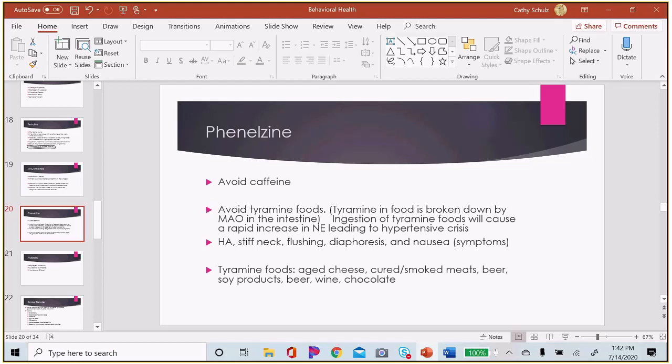And the patient, some of the symptoms they'll have is headache, stiff neck, sweating, nausea, flushing, but the blood pressure can get so high that they could have a stroke or a heart attack. And these are, again, those tyramine foods: cured meats, wine, chocolate, aged cheese, things like that.